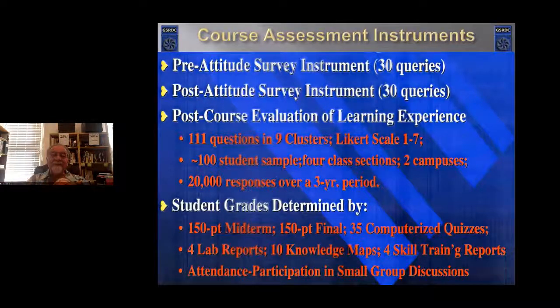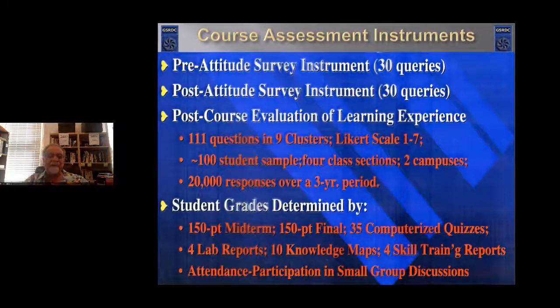And we asked 111 questions. I had people complain that the evaluations were too detailed, but we wanted to get some information. And about 100 students were in the sample of 4 class sections from 2 campuses, or 20,000 responses over a 3-year period. And this is an old slide, actually.